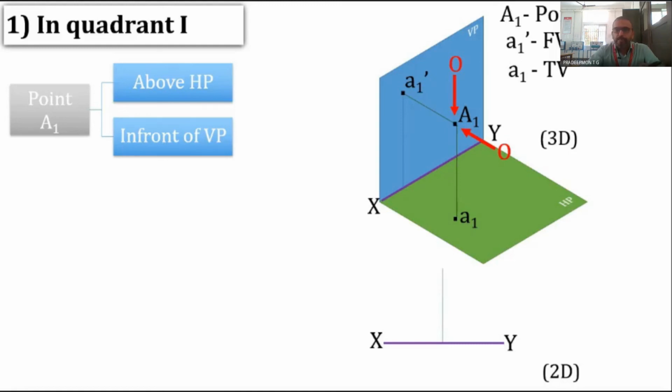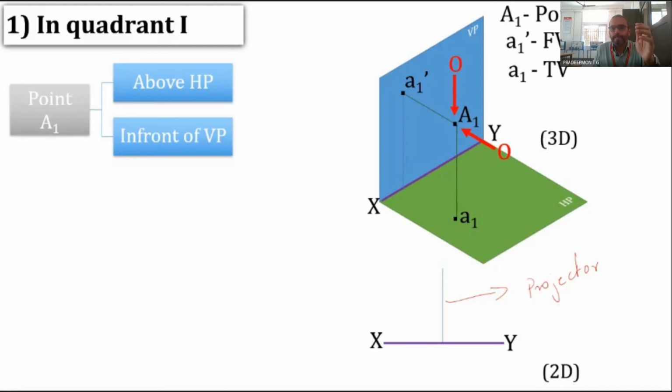Since we don't know where the position of A1 or A1 dash is, we arbitrarily take a specific position to draw the perpendicular line to the XY line. So this blue line is drawn here. This particular line is known as the projector line or projection line. The projector line is nothing but the line on which the projections of the point lie.